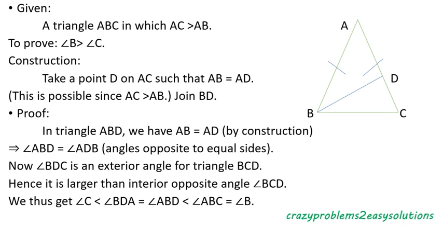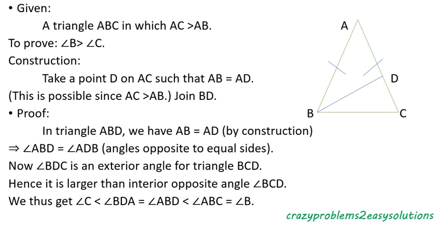Proof. In triangle ABD, we have AB equal to AD by the construction. This implies that the angles ABD and ADB, which are opposite to the equal sides, are equal. So opposite angles are equal. Now BDC is an exterior angle of the triangle BCD. Hence it is larger than the interior angle BCD. So compared to the interior angle, it is larger. So we can say that angle BDC is greater than angle C.